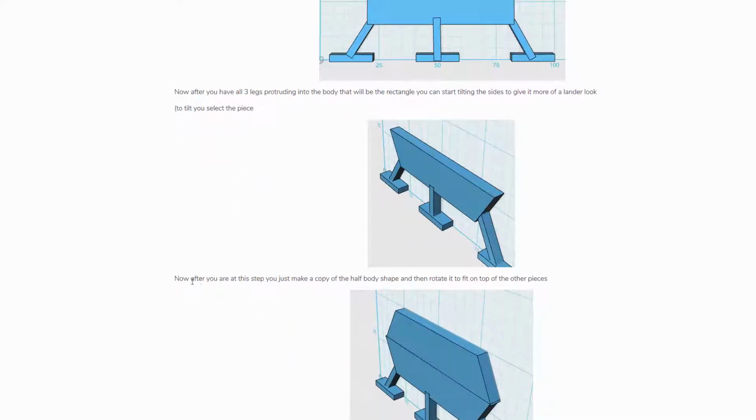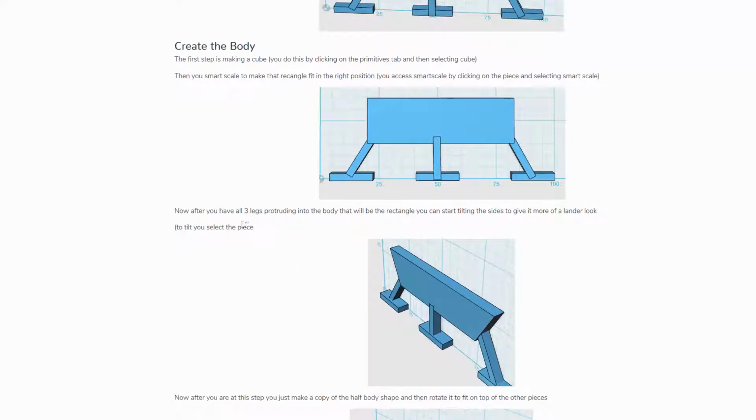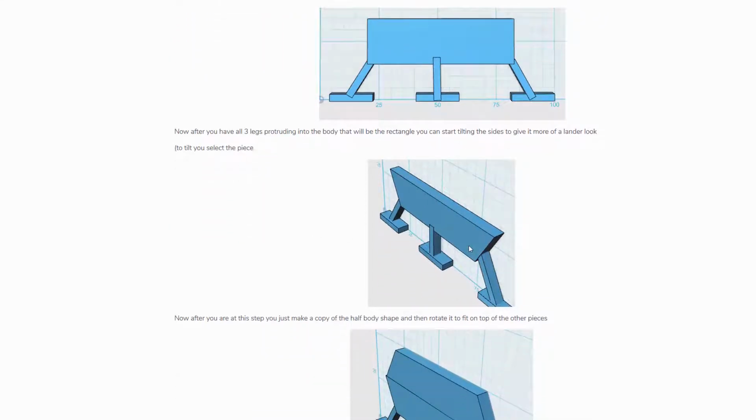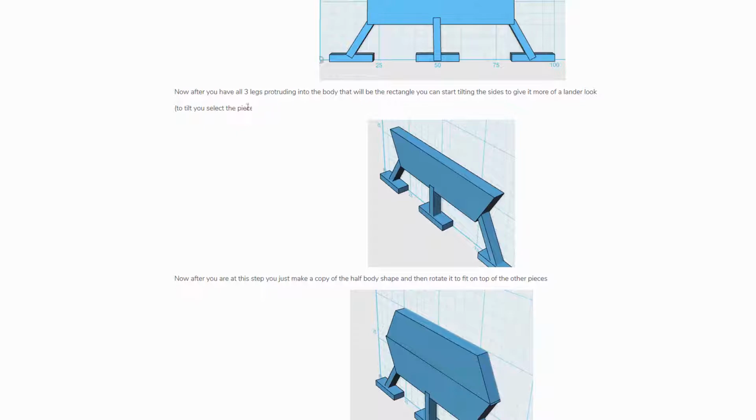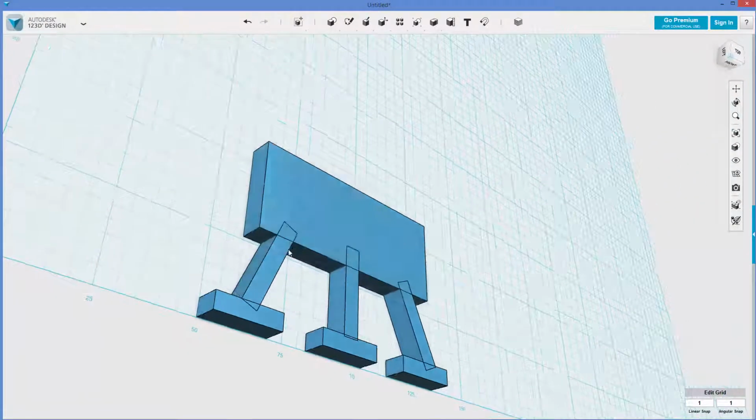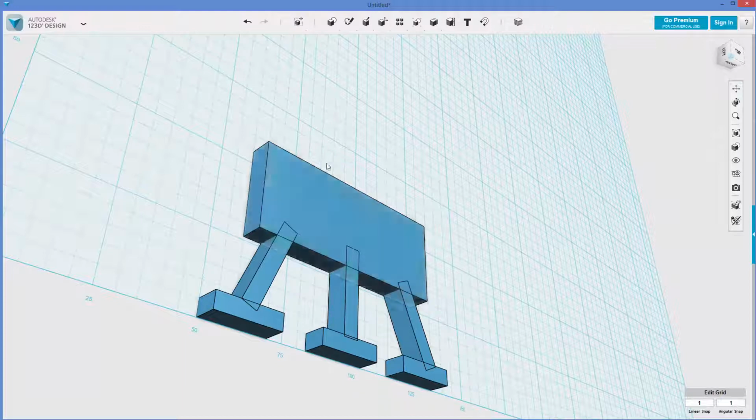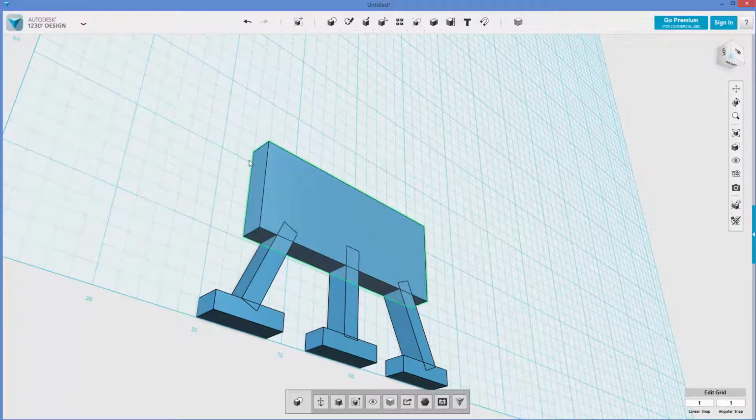tilt the piece. Now after you have all 3 legs protruding into the body, take the rectangle and start tilting the sides to give it more of a lander look. To tilt, you select the piece. Okay, so I'm going to have to edit this a little bit. This didn't fully describe it, so I'll go ahead and show you. You can click the body. See how it highlights? Click the body. Now you click a face.